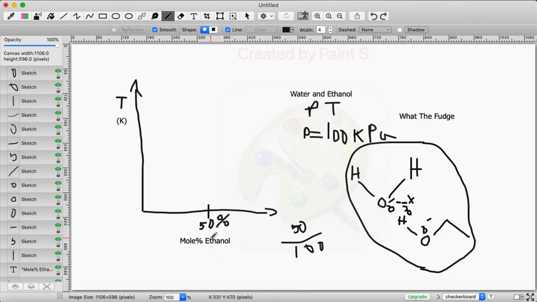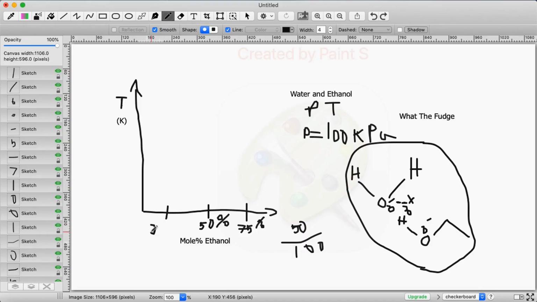So if you have 50% mole ethanol, obviously, if the other thing is water, you also have 50% water. Or if you have 75% ethanol, obviously the other thing has to be water, so it'd be 25% water, because 100% is the total of ethanol and water, and then you remove the amount of ethanol and you get the amount of water.